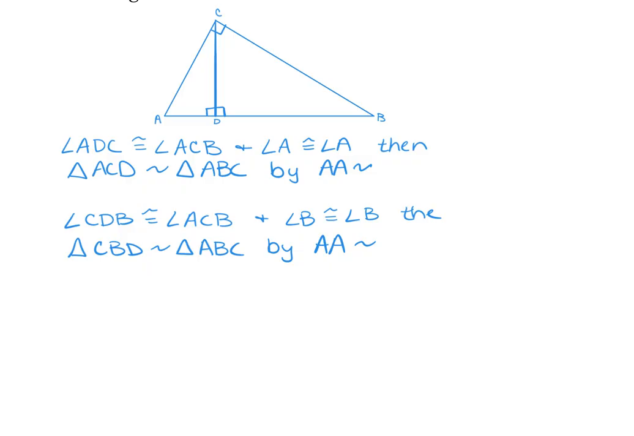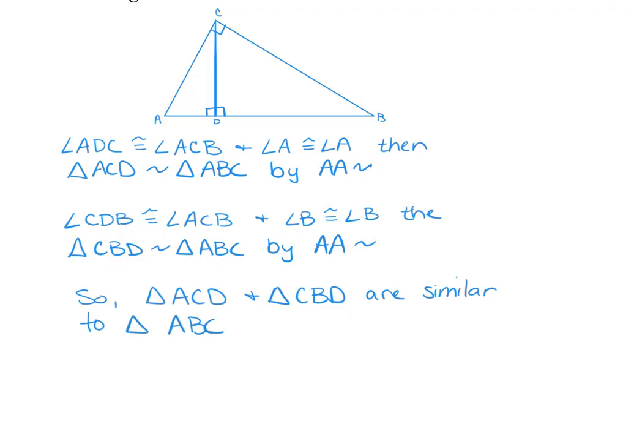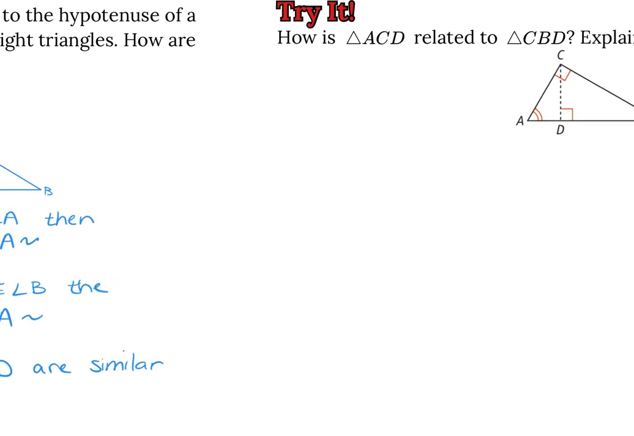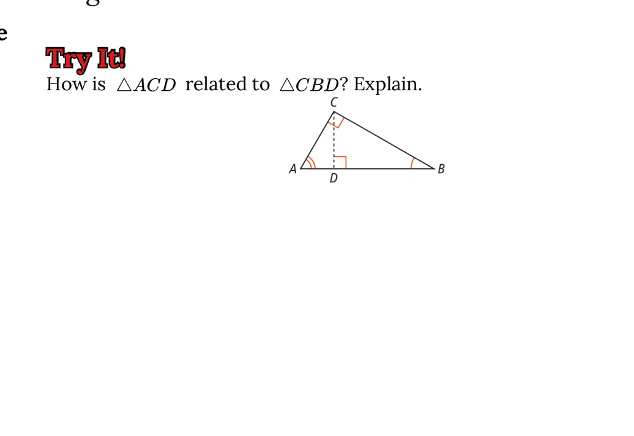Okay, because we're able to prove that those 2 triangles are similar to each other, then we are able to say that triangle ACD and triangle CBD are both similar to triangle ABC. Okay, or try it. How is triangle ACD related to CBD?